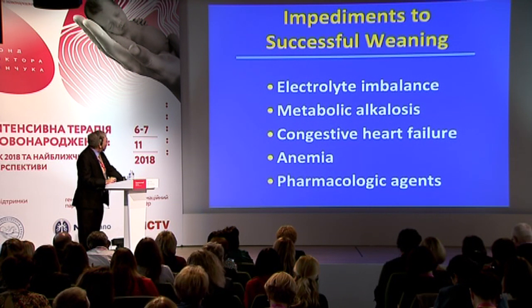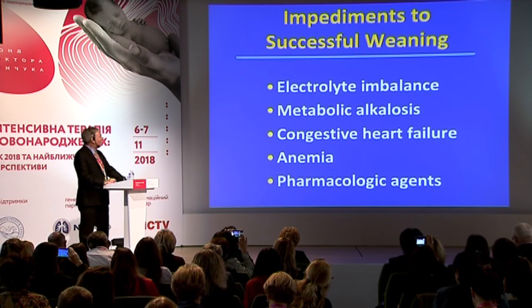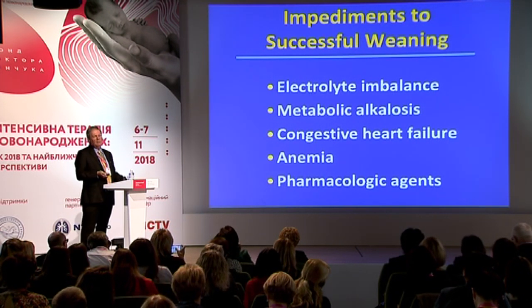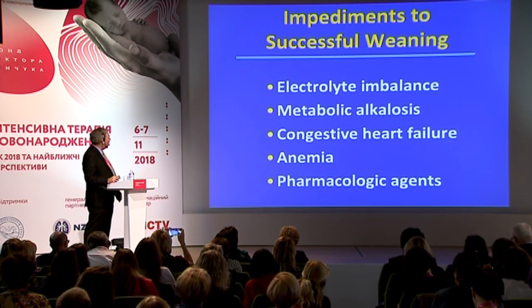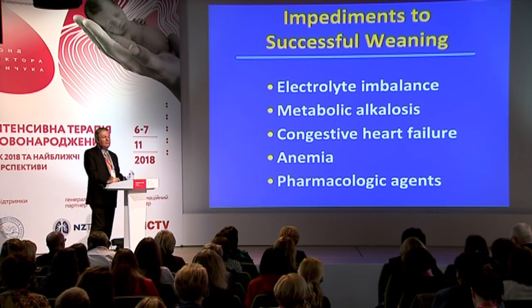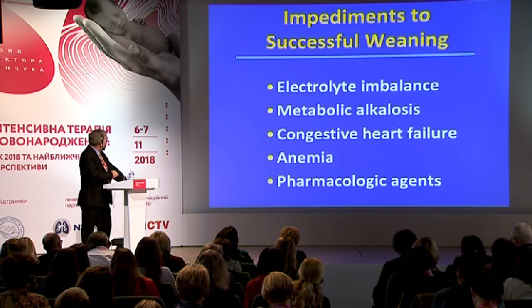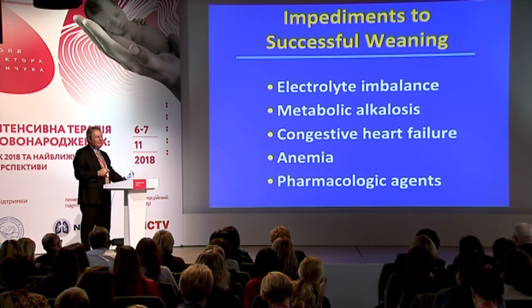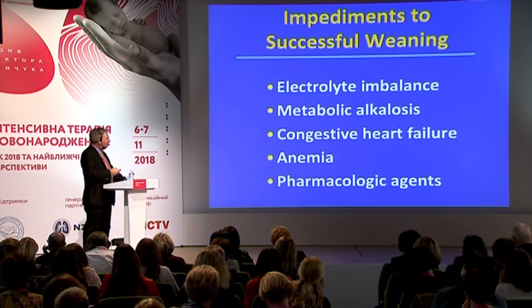Electrolyte imbalances and metabolic alkalosis. These are most commonly seen in babies who've received chronic diuretic therapy, and that's a whole other talk. Congestive heart failure, usually seen in the presence of a hemodynamically significant patent ductus arteriosus with left to right shunting. Anemia. If you don't have adequate oxygen carrying capacity, you increase the burdens of respiration. And finally, the presence of pharmacologic agents which can depress spontaneous breathing, particularly narcotics and sedatives and analgesics.